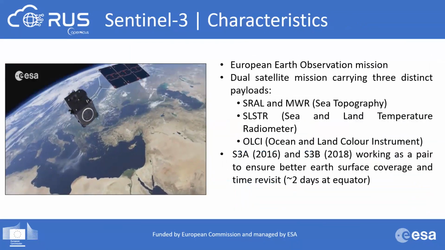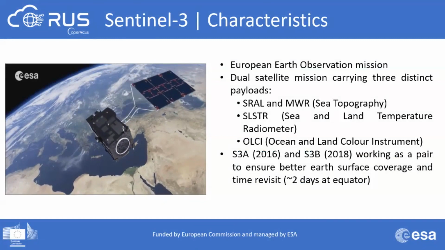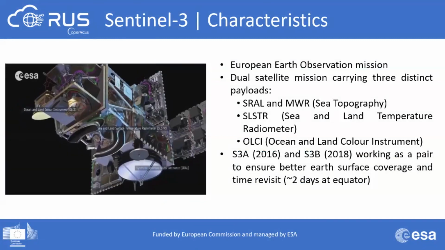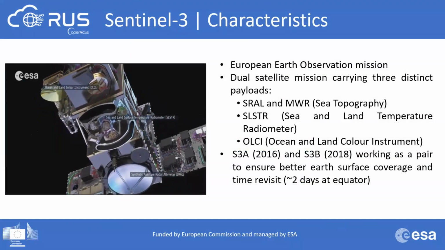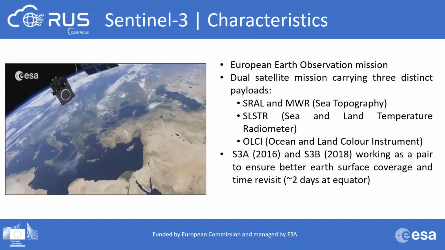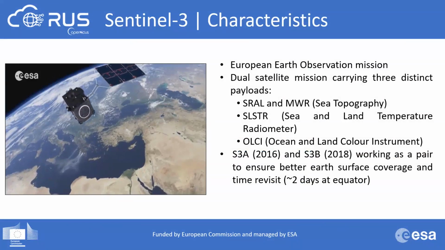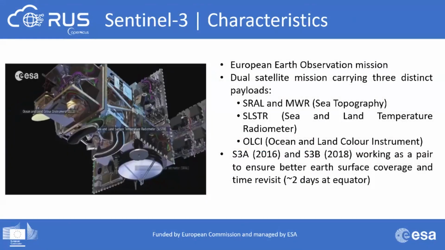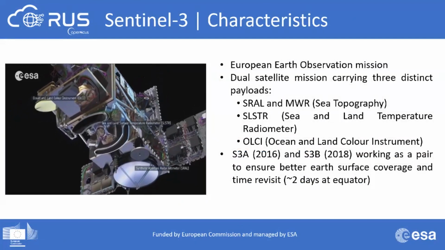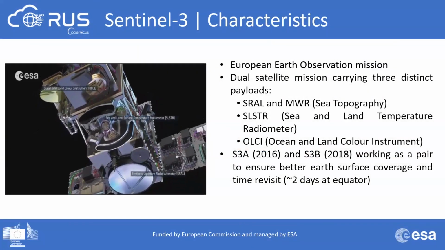So Sentinel-3 is a European Earth observation mission. It's a dual satellite mission carrying three distinct payloads. SRAL and MWR are dedicated to measuring the sea topography. SLSTR is the sea and land surface temperature radiometer. OLCI is the ocean and land color instrument.